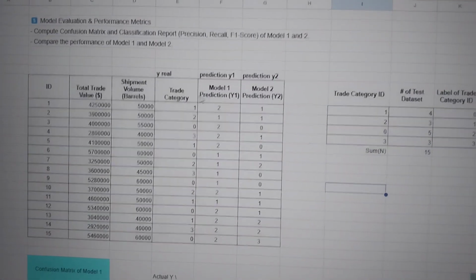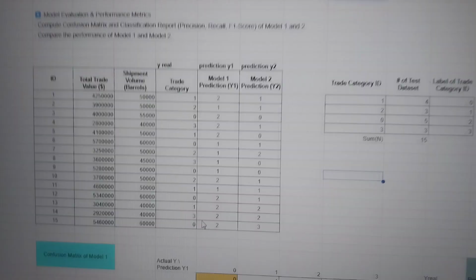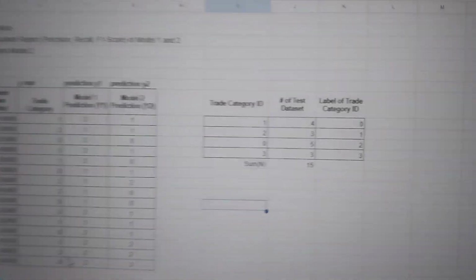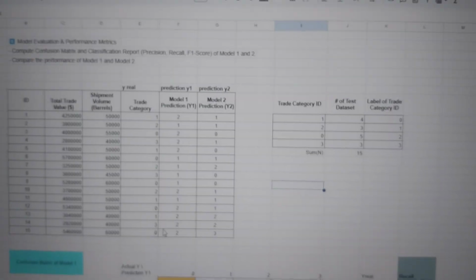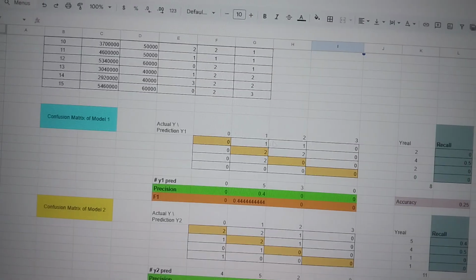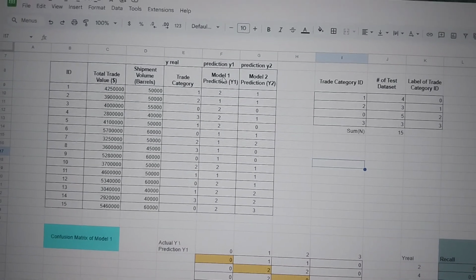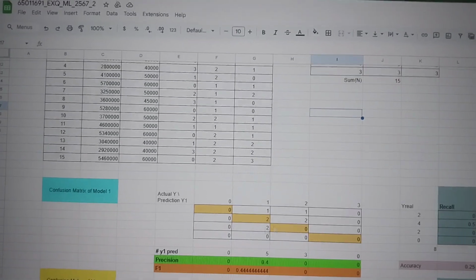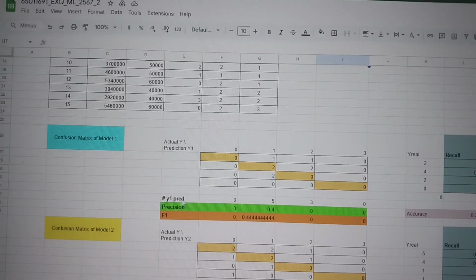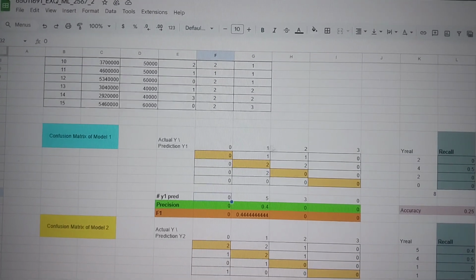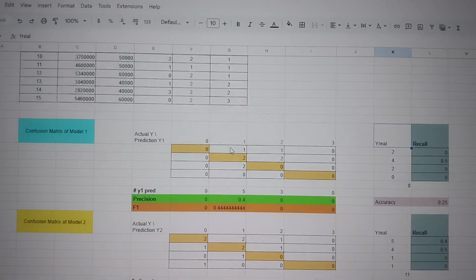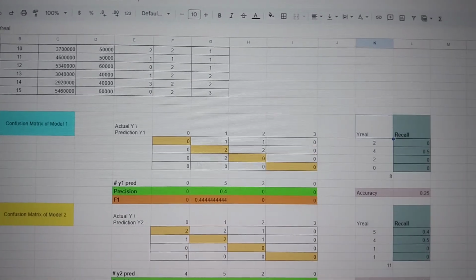So here we pretty much will only take note of Y real, or the trade category, sorry. And over here I listed the assignments and the amount. And here we predict, using first the prediction Y1 with the actual Y. And through that, we get the Y prediction by adding the columns, and we get the Y real by adding the rows here.